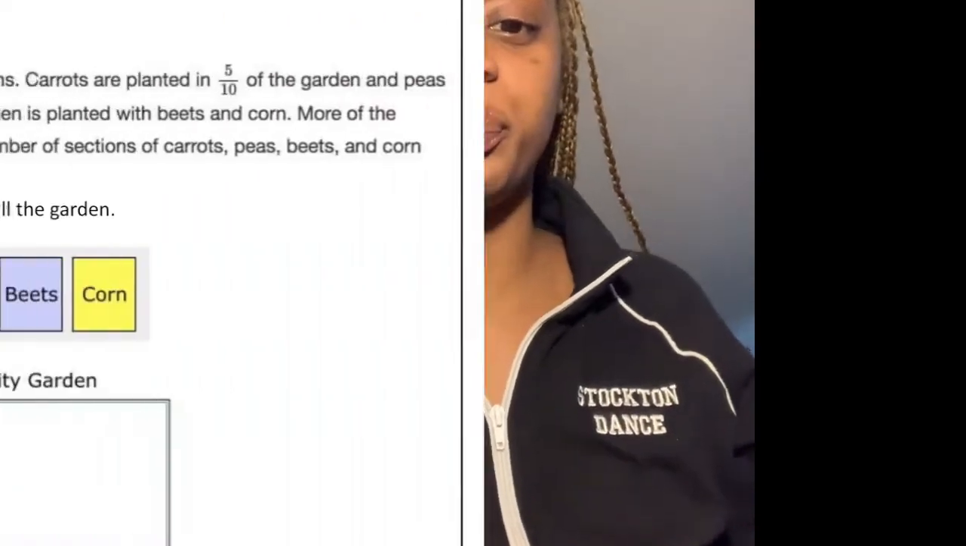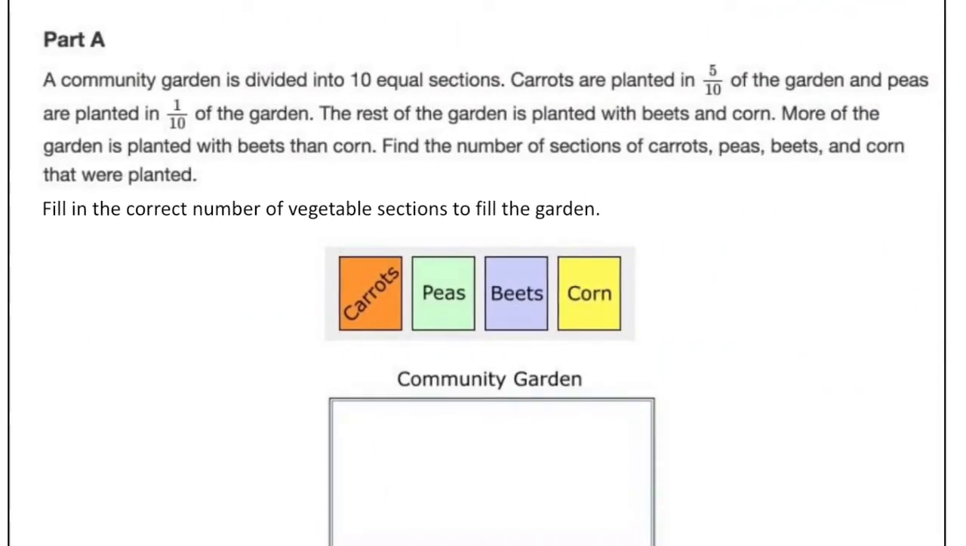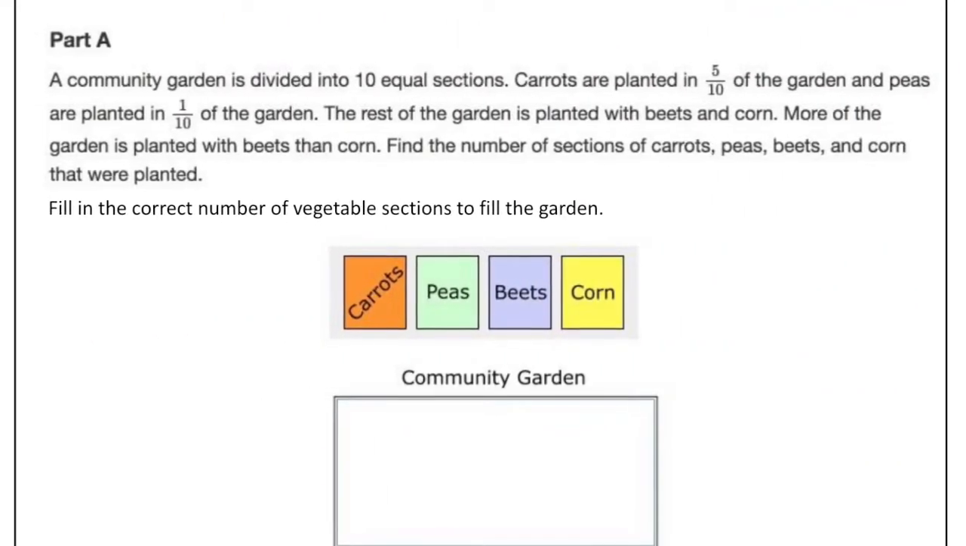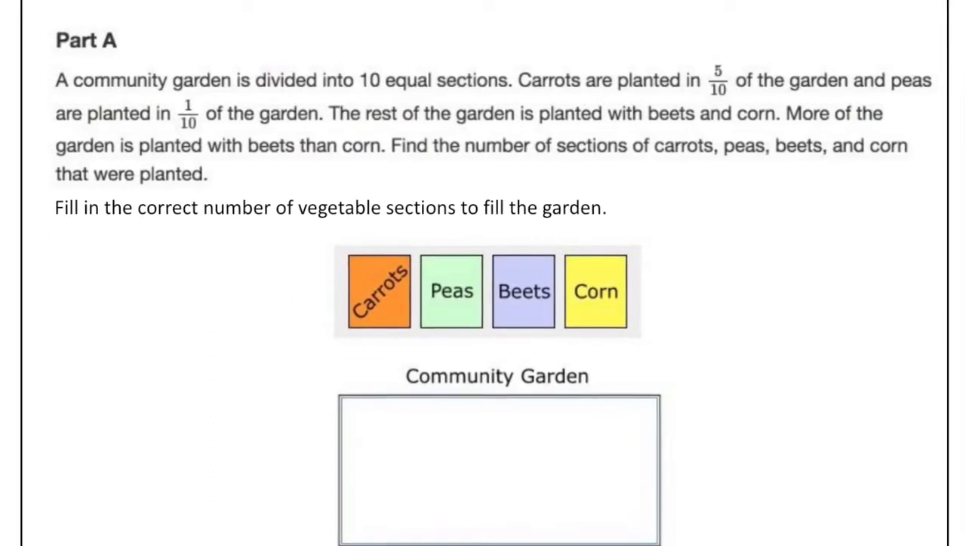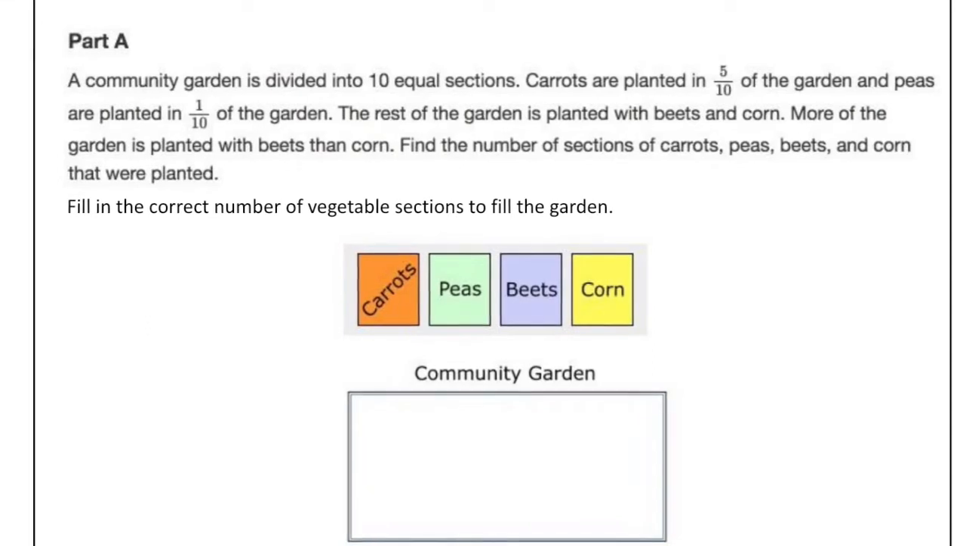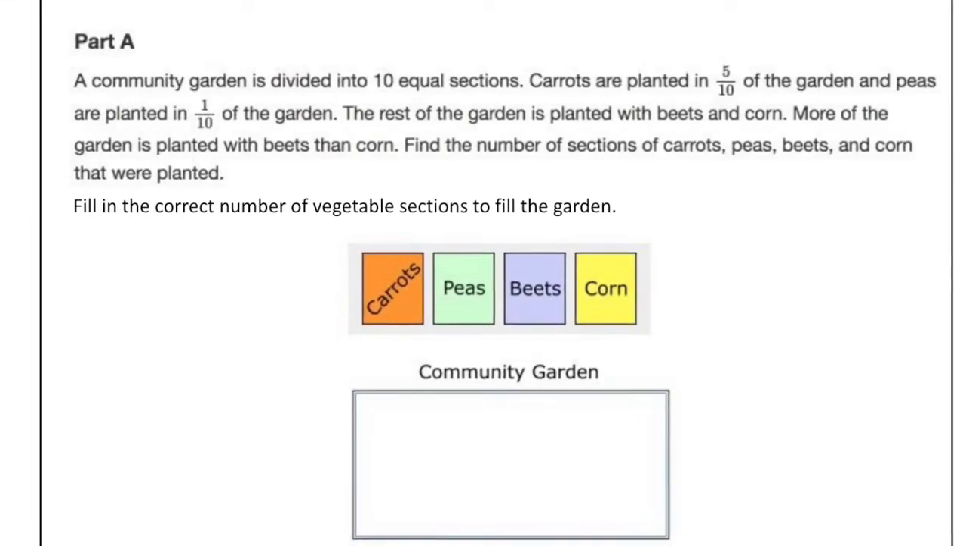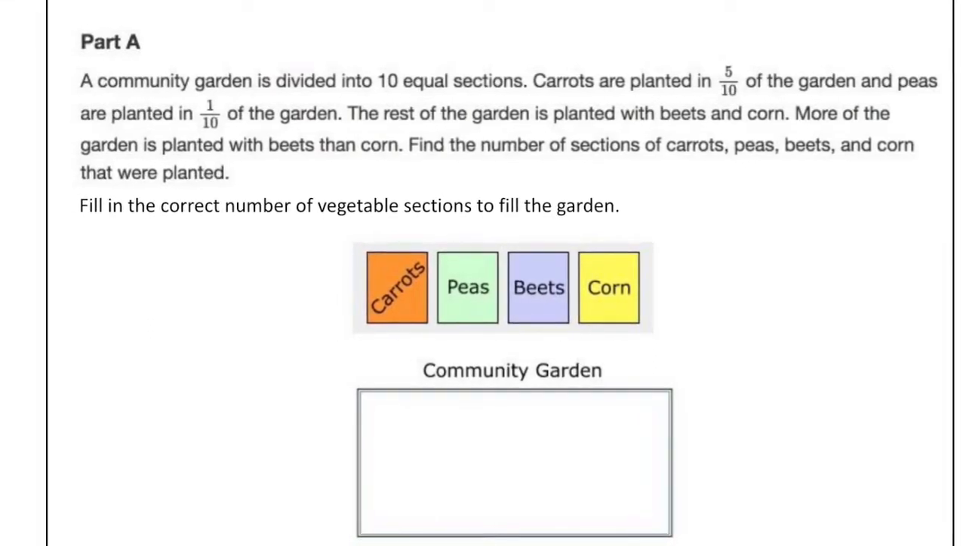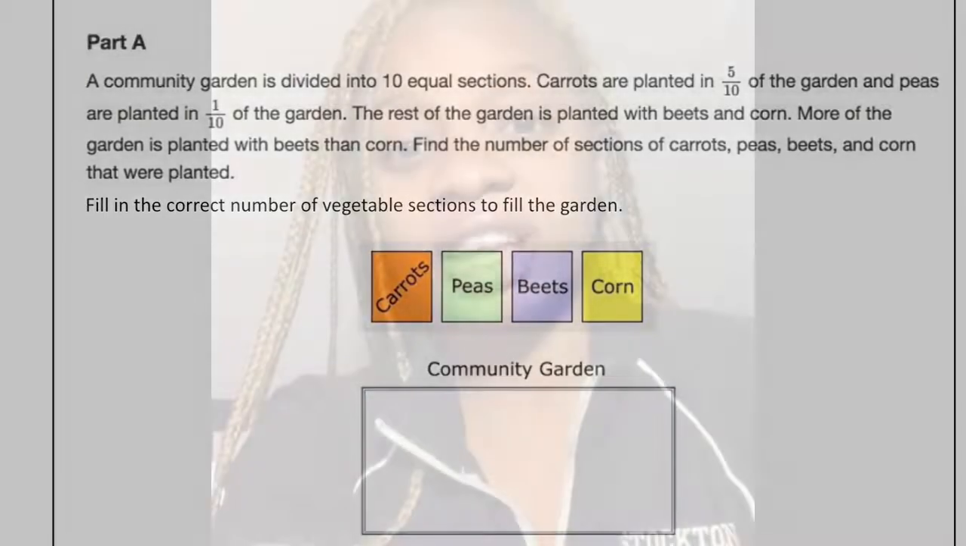Let's get started. A community garden is divided into 10 equal sections. Carrots are planted in 5/10 of the garden, and peas are planted in 1/10 of the garden. The rest of the garden is planted with beets and corn. More of the garden is planted with beets than corn. Find the number of sections of carrots, peas, beets, and corn that were planted. That time, we just listened to visualize what was happening.